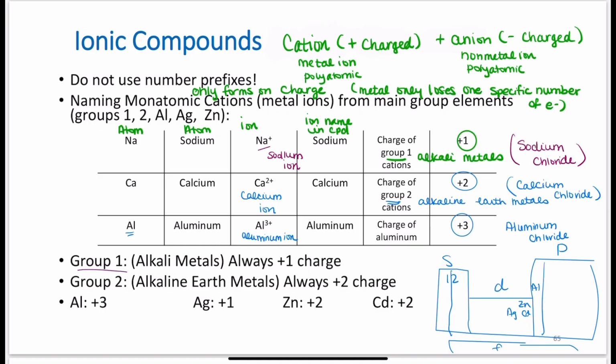So group 1, alkali metals, always +1. Group 2, alkaline earth metals, always +2. Aluminum, always +3. The other ones you need to know are zinc and cadmium, which are always +2, no exceptions. They are in your transition metal block. And silver's always +1, no exceptions. We will learn soon why this happens, in just a couple chapters. But for right now, you just need to memorize it.